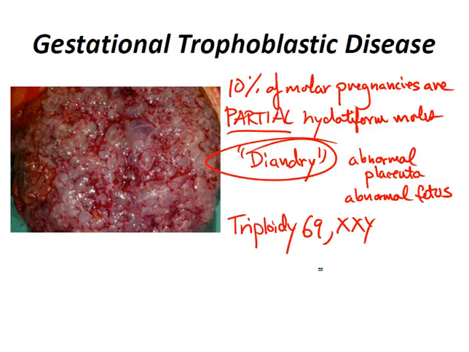The signs and symptoms, you have much less severe than for a complete mole, okay? Because this is a partial mole. The most common presentation is late first and early second trimester vaginal bleeding. That is the most common presentation. Normal or only slightly increased serum HCG levels, and that is not diagnostic. Remember, in a complete mole, they're off the charts. But this is only slightly increased in a partial hydatidiform mole pregnancy.